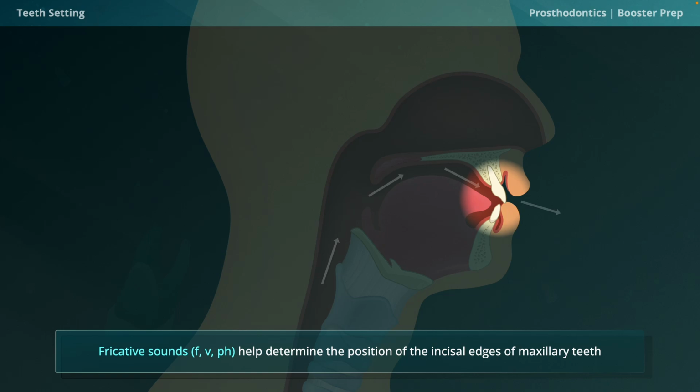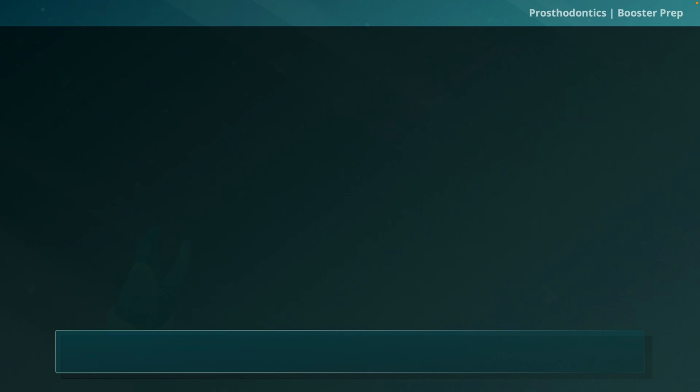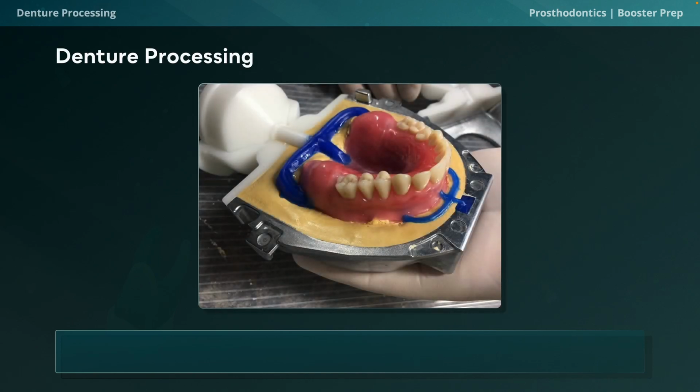You'll notice that the positioning of the maxillary central incisors for the F sound is very similar to the V sound. Alright guys, once the teeth are set and the try-in is complete, the wax denture is ready to be processed into an acrylic denture, and there's many different techniques to do so. There's injection molding, compression molding, different types of acrylics, etc.